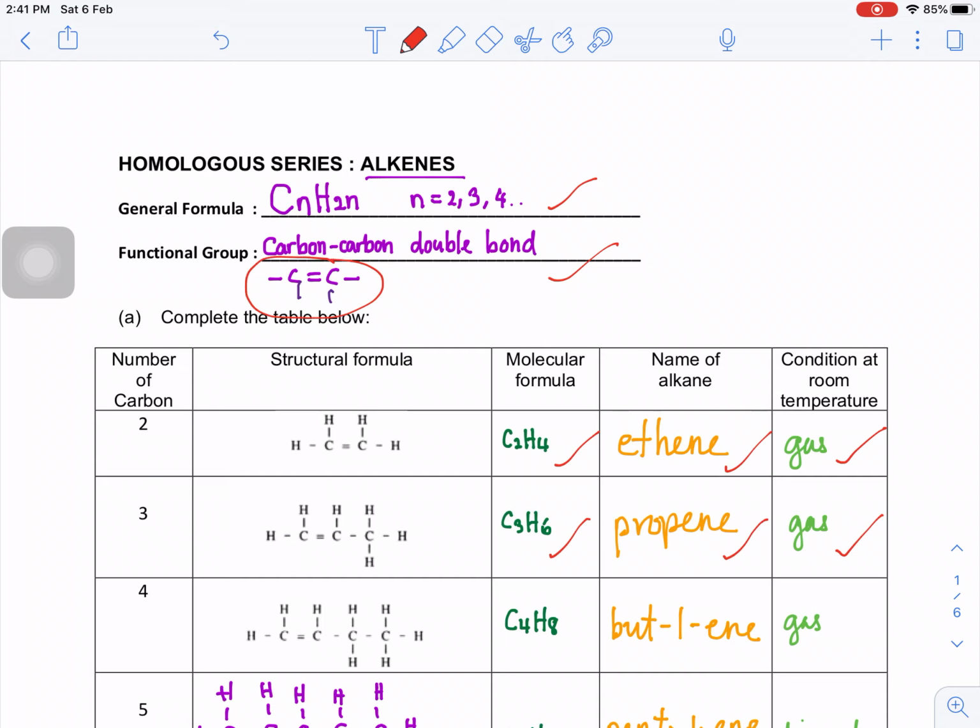For propene, we just name it propene, not prop-1-ene, even though the double bond is located at carbon 1. Why? Because there is no prop-2-ene. It will always be prop-1-ene. So there is no what we call isomer.